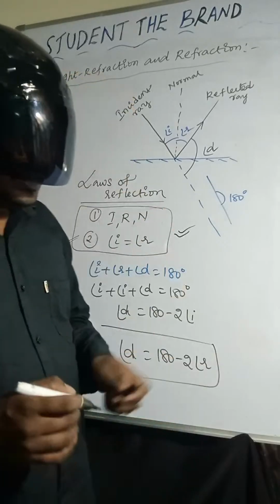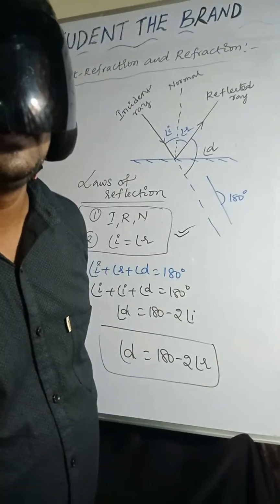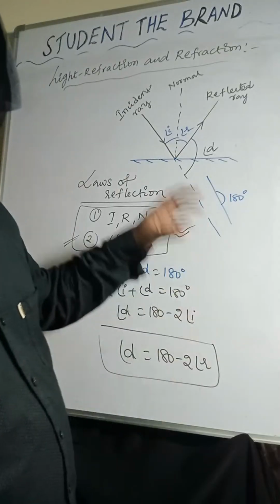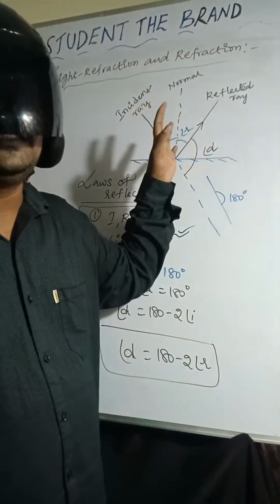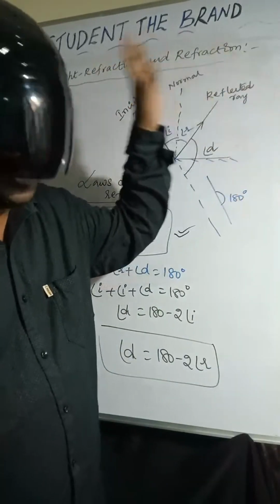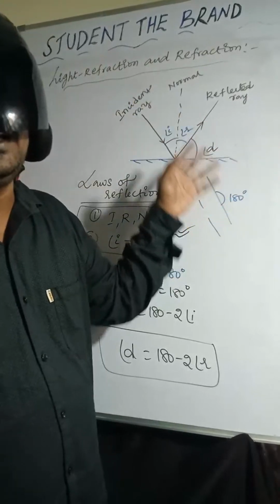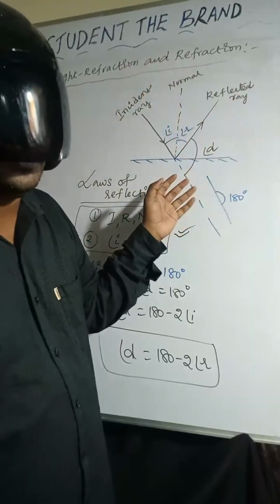Reflection of light is nothing but the bouncing back of the light from the reflecting surface. The bouncing back of the light from the reflecting surface is called reflection of light.